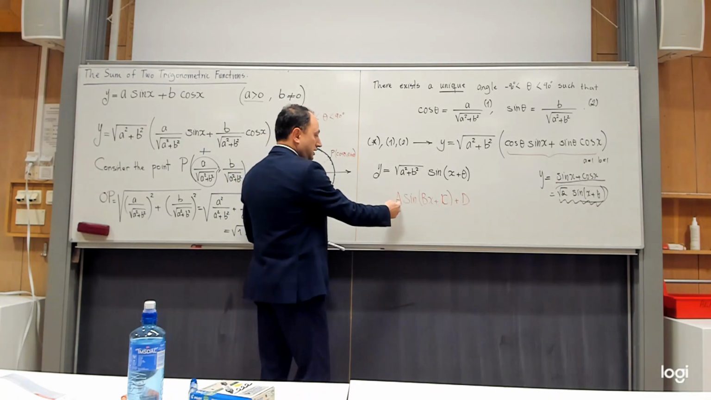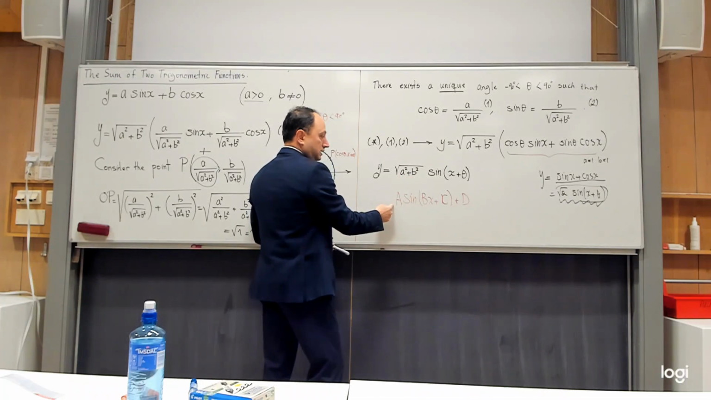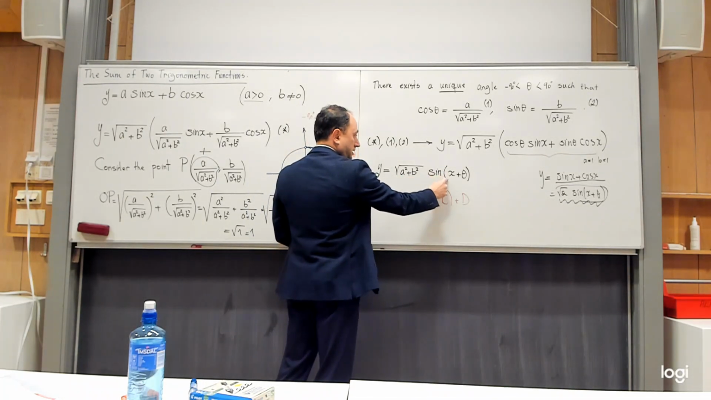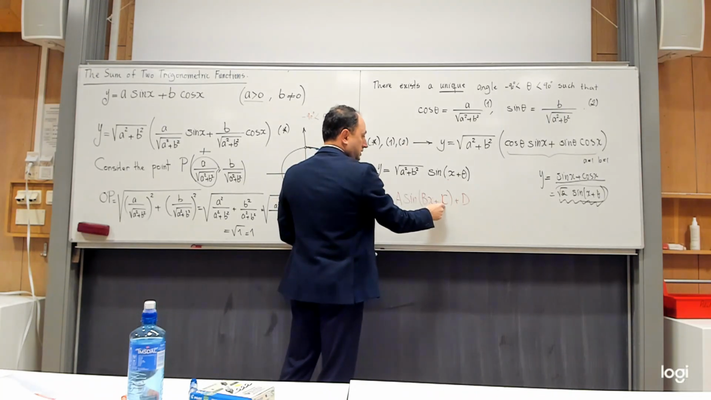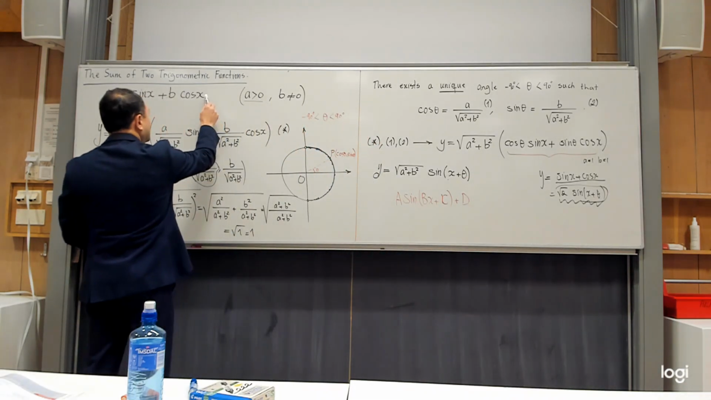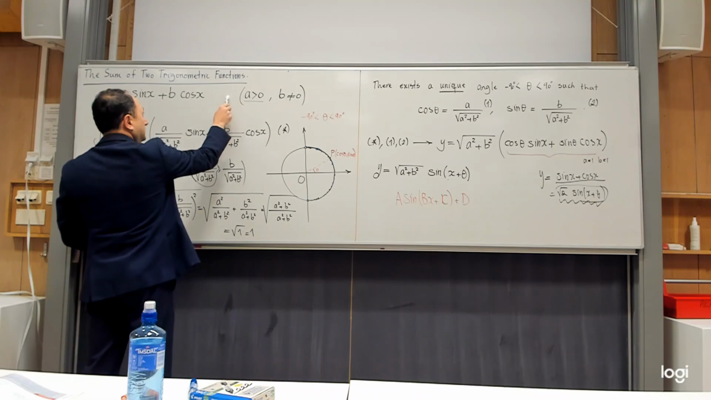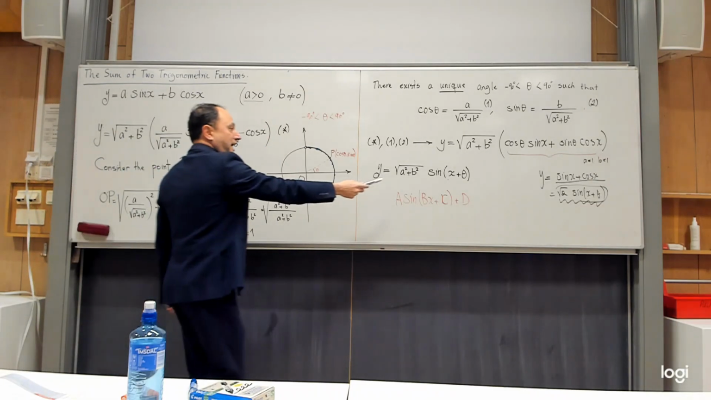So if you see, this a is playing the role of this a. So this one is playing the role of this b. This theta is playing the role of c. In this case, d is 0. But if I add a d here, I will write this part as this, and then d will be added to that one.